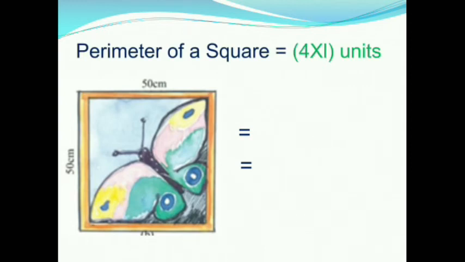What is the length of this picture? Yes, it is 50 centimeter. To find the perimeter of a square, we should multiply the length of one side by 4. Now we should find the perimeter of this picture. We should multiply 4 by 50. 4 fives are 20, so 200.